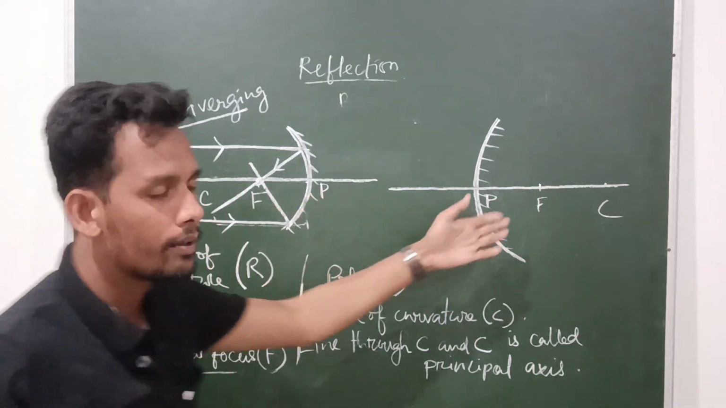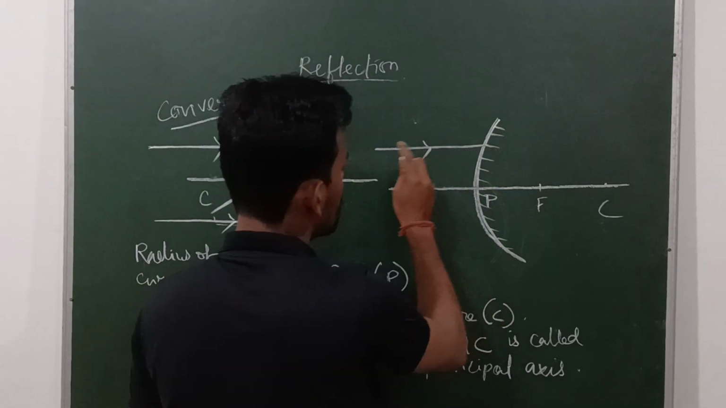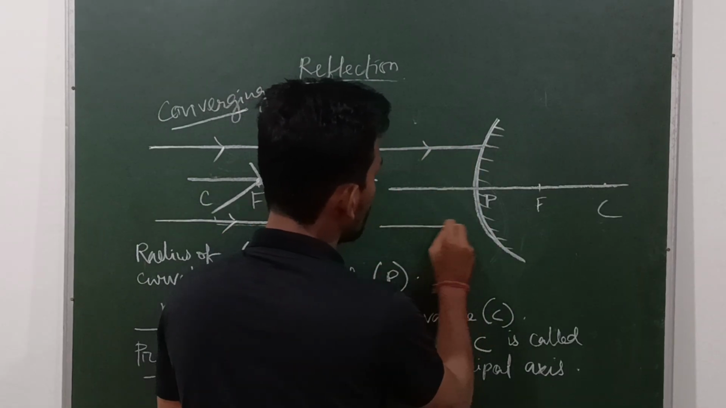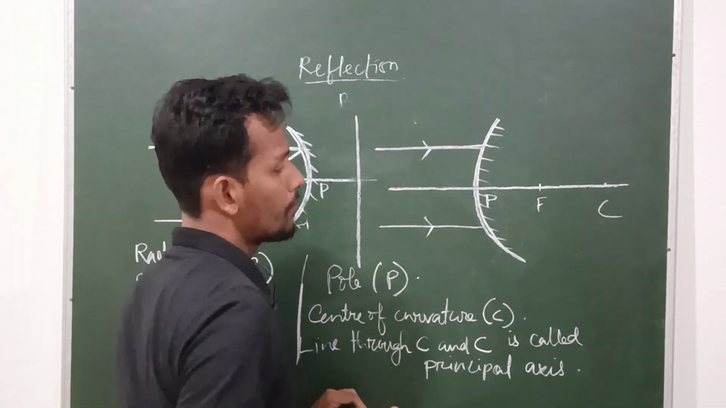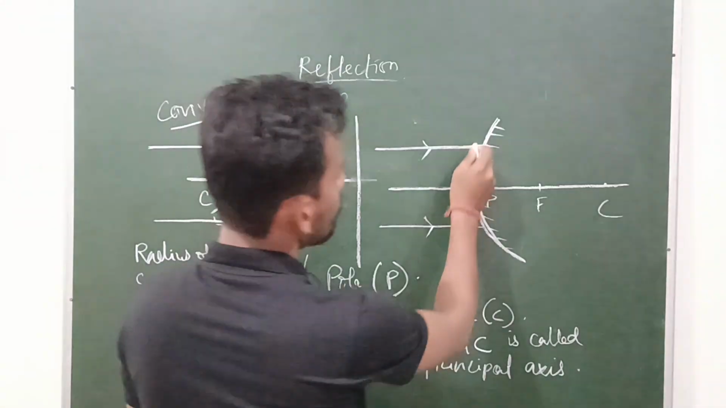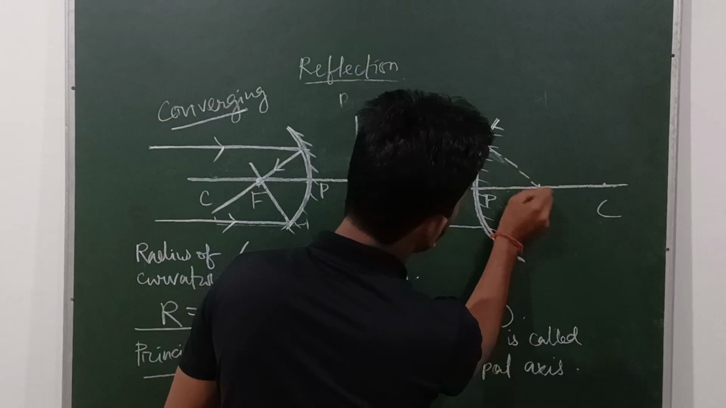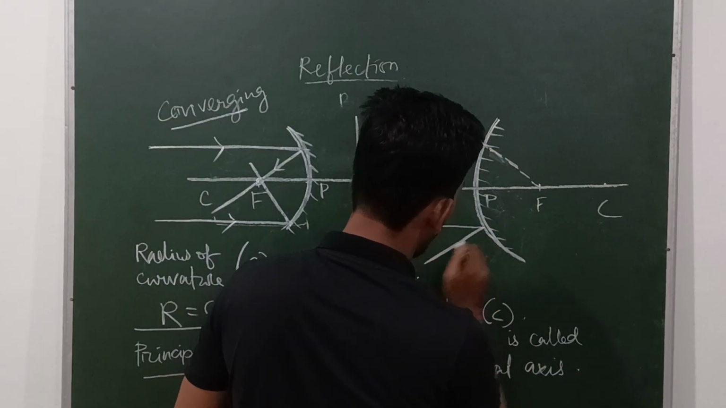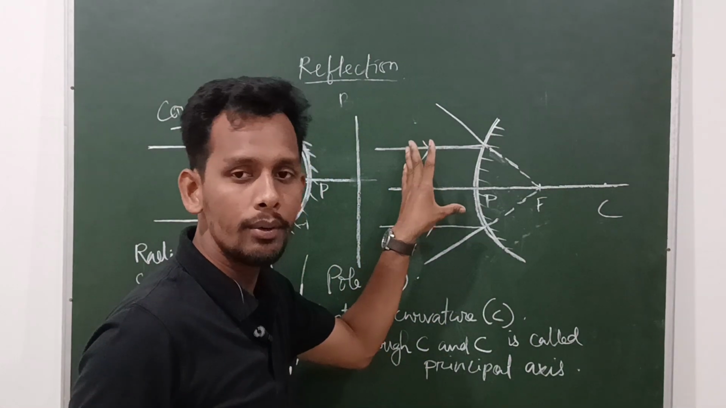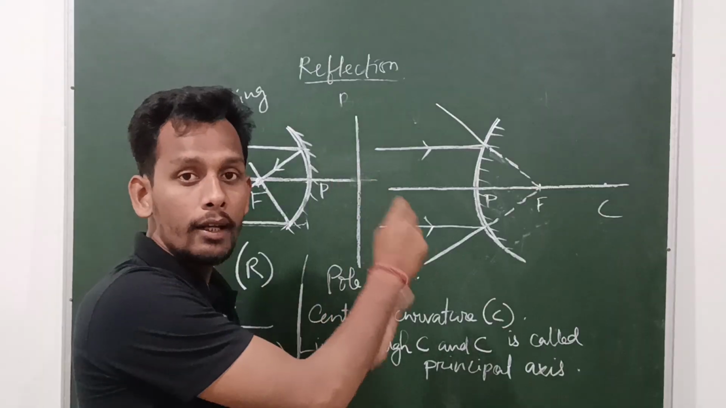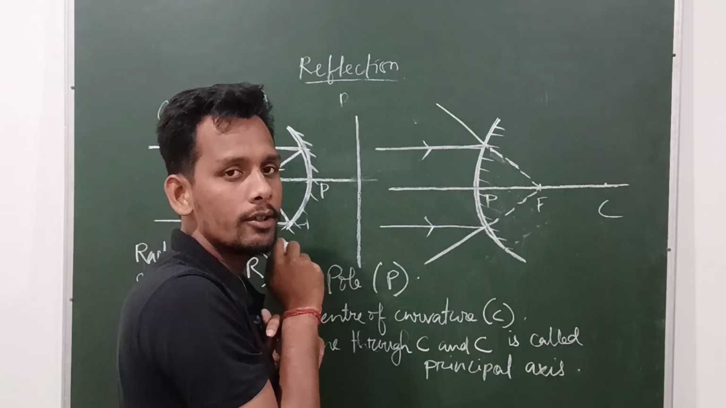Okay. Now, in case of convex, same. The rays which are parallel to the principal axis, say these two rays, after reflection look like they diverge out from a point behind the mirror on the principal axis.